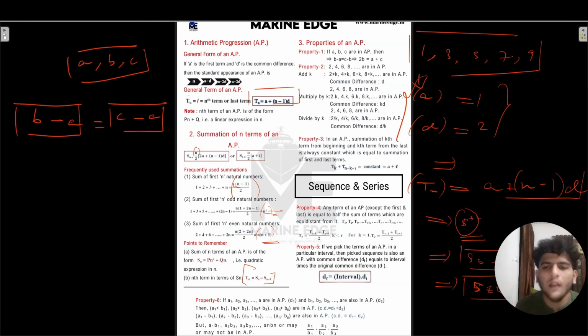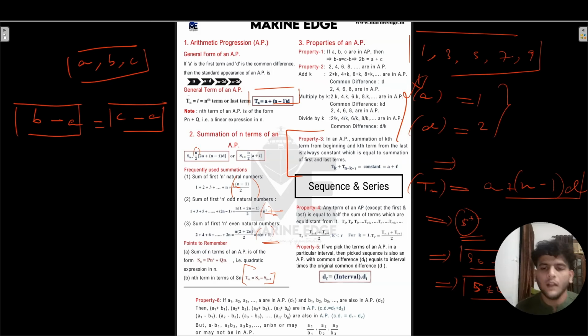Okay, in property 3, in an AP, the summation of the kth term from the beginning and the kth term from the last is always constant, which equals the summation of the first term and the last term. That is, the kth term from the beginning is Tk, and the kth term from the end is T(n minus k plus 1). Okay, so this is how you will understand the third property.